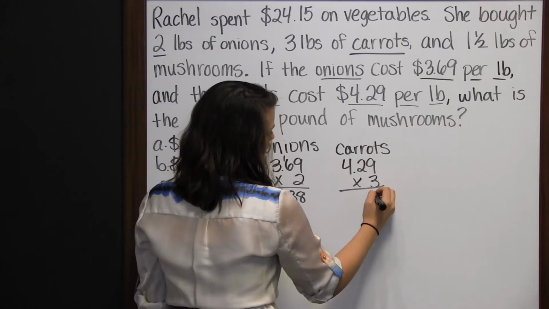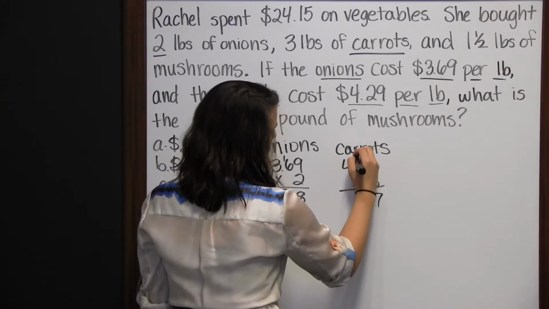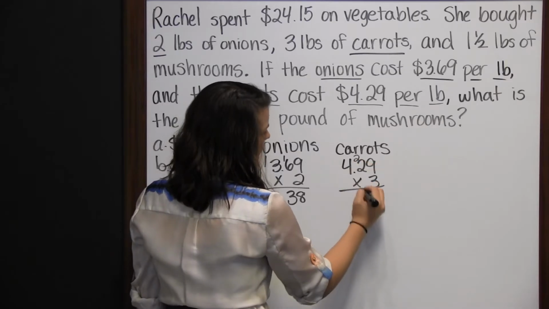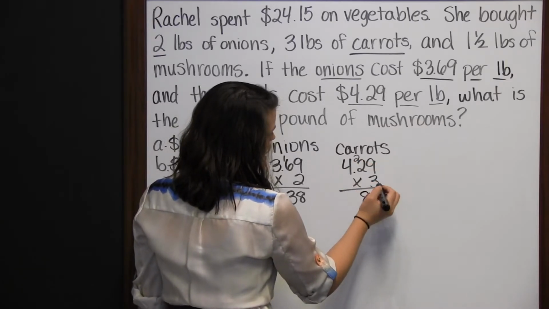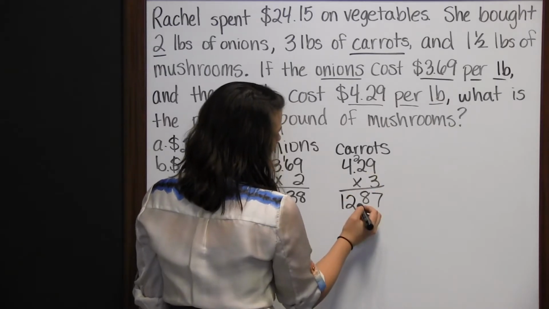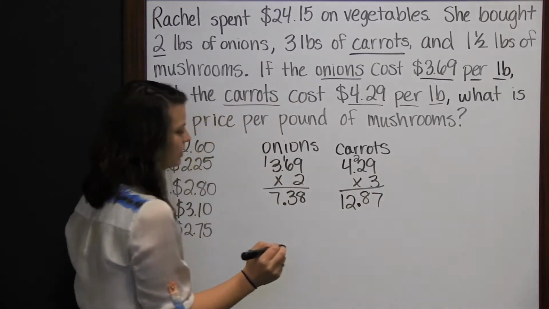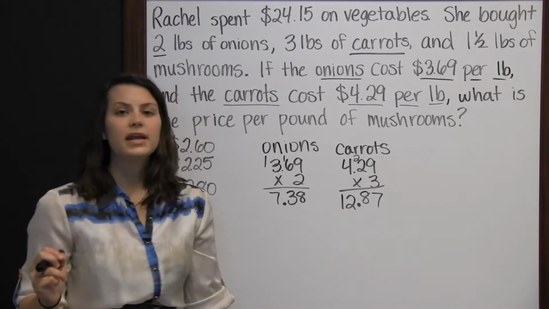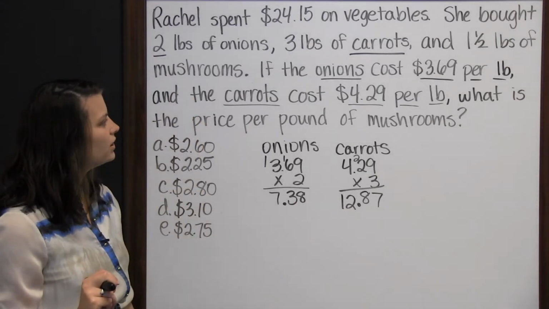3 times 9 is 27, write the 7, carry the 2. 3 times 2 is 6, plus 2 is 8, and 3 times 4 is 12. Two numbers behind the decimal, two numbers behind the decimal. So she spent a total of $12.87 on carrots.